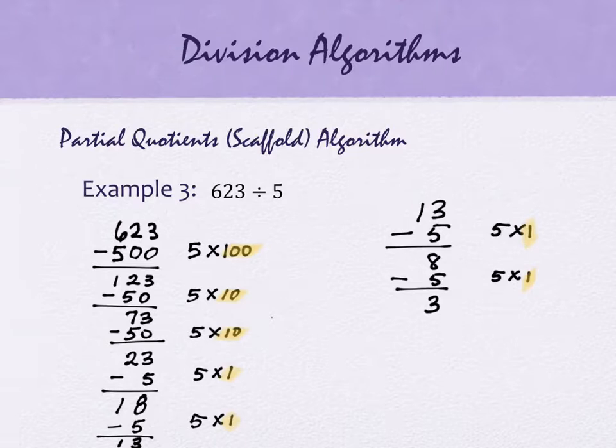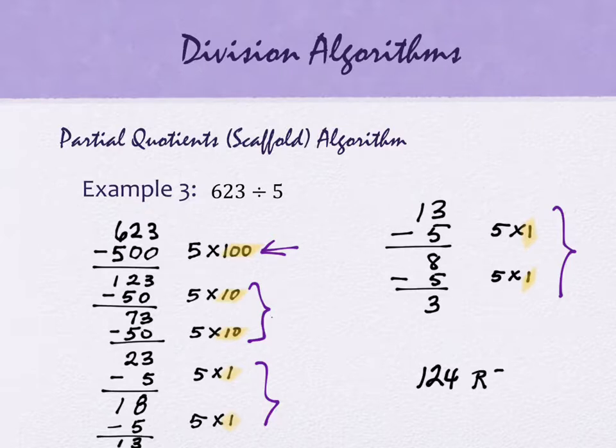Everything that I highlighted in yellow, I was doing that for a reason. That's your answer. 100, 20, 1, 2, 3, 4. It's 124, remainder 3.